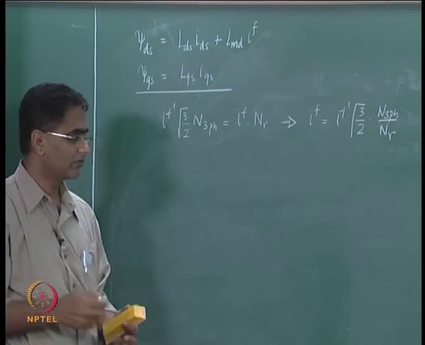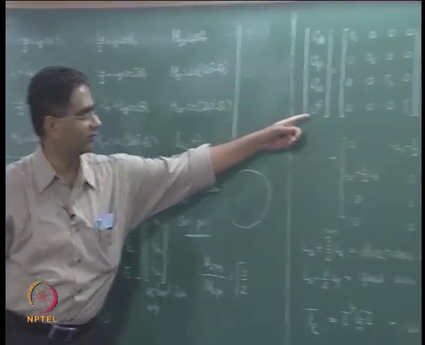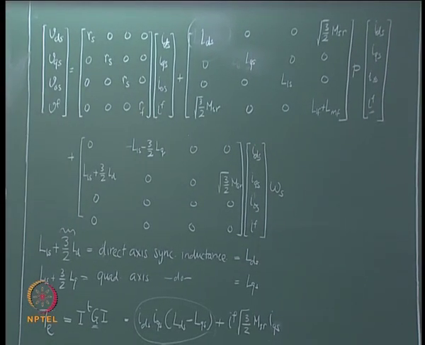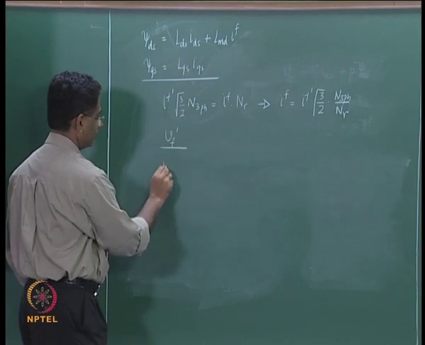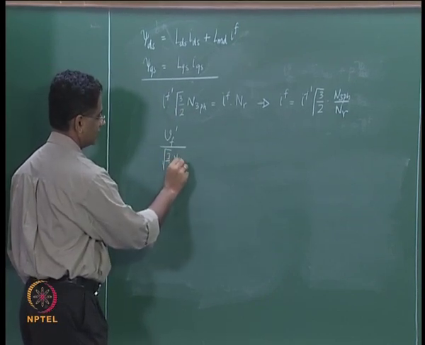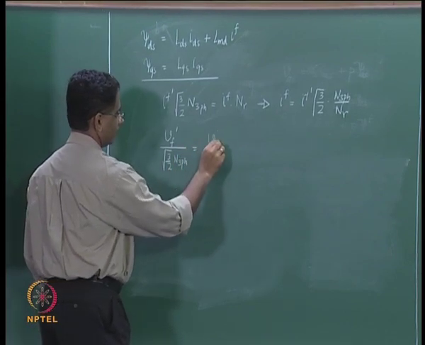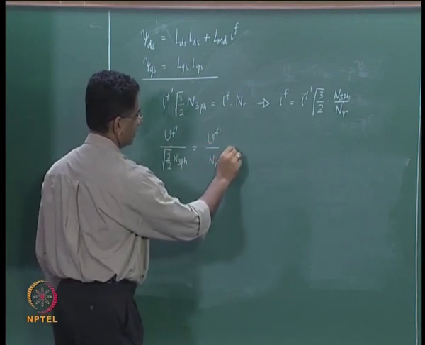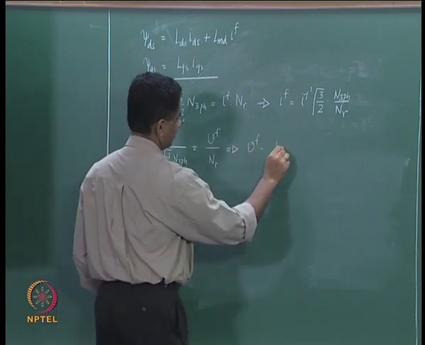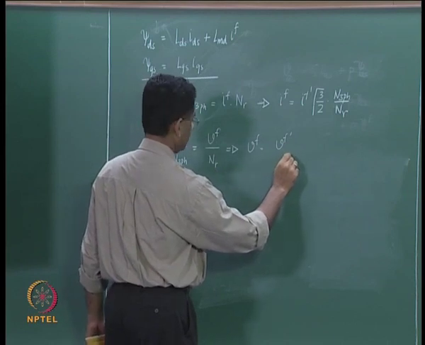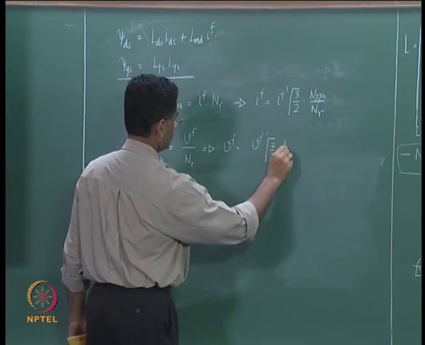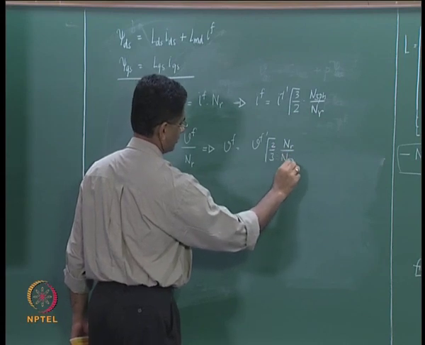Similarly, we need to transform the applied voltage as well. Here you have Vf, which is the actual voltage applied to the rotor turns. Equivalently, when you look at it in a turns referred manner to the stator turns, what you would have is Vf dash divided by root of 3 by 2 times n 3 phase should be equal to the actual Vf divided by nr, which then means Vf can be written as Vf dash into root of 2 by 3 into nr by n 3 phase.